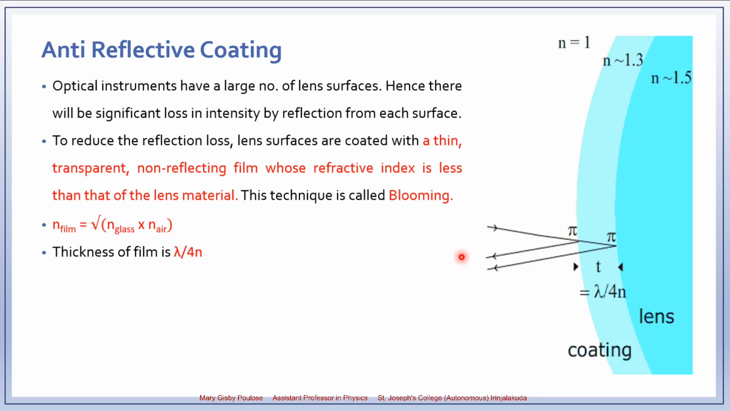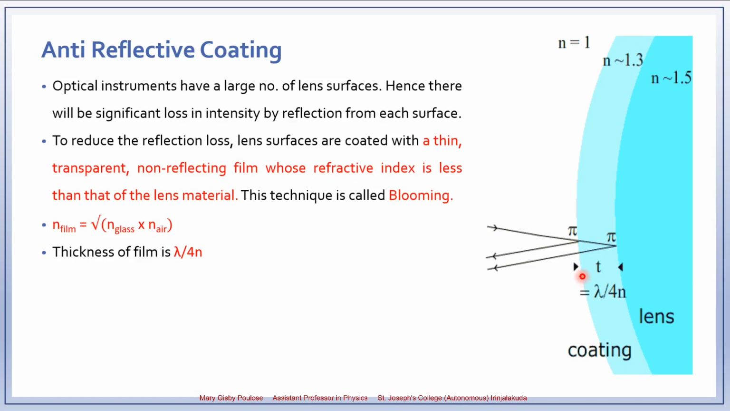Now in the figure you can see that when light is incident upon this coating, light gets reflected from the upper surface of the film and from the upper surface of the lens, and these two rays happen to interfere. Now the geometrical path difference between these two rays is twice the thickness of the thin film, that is twice of lambda by 4n.